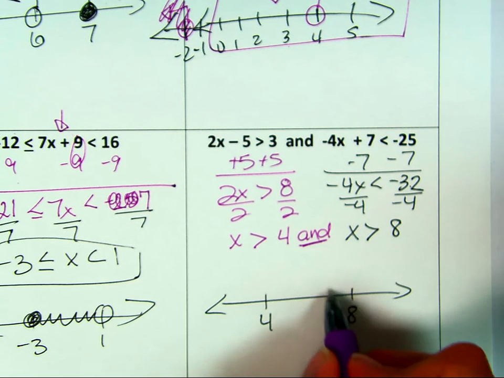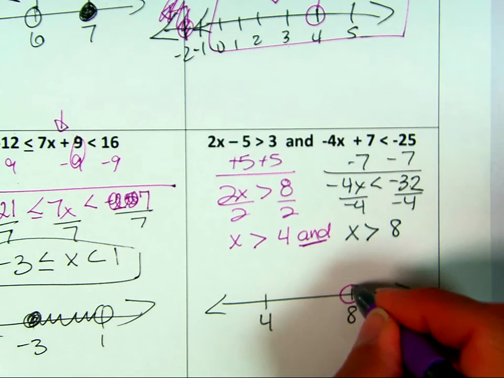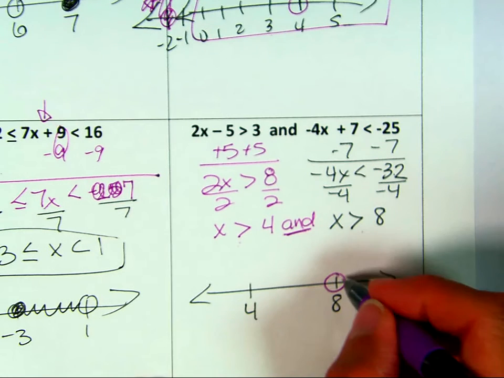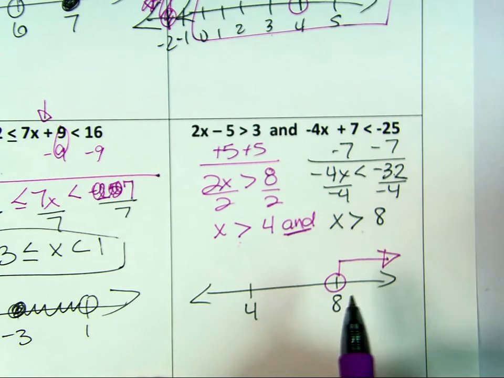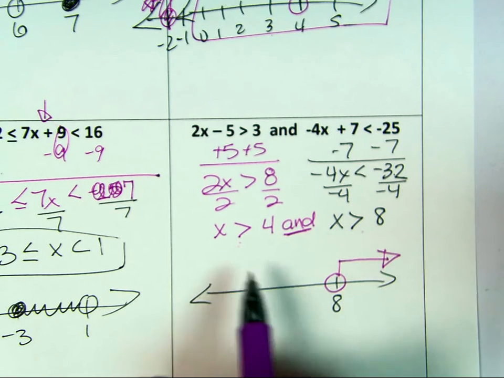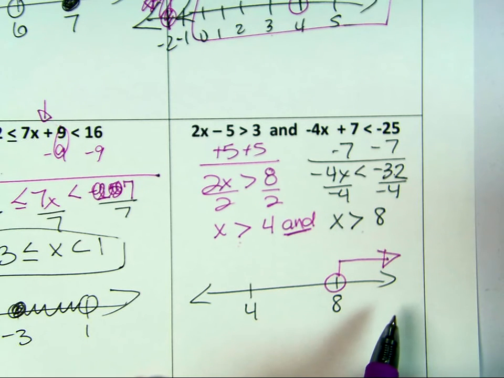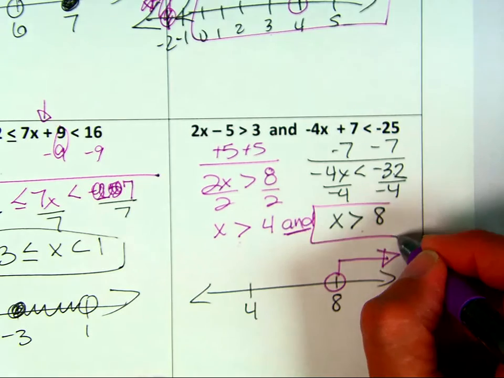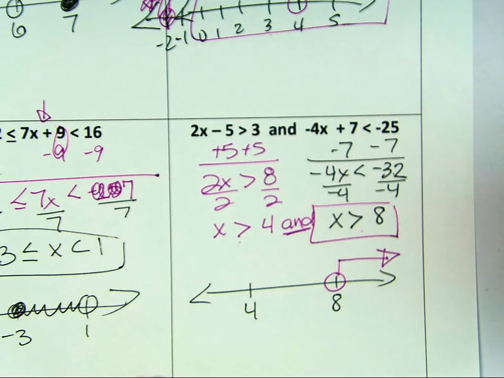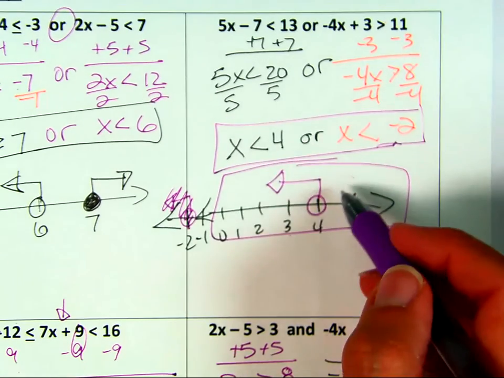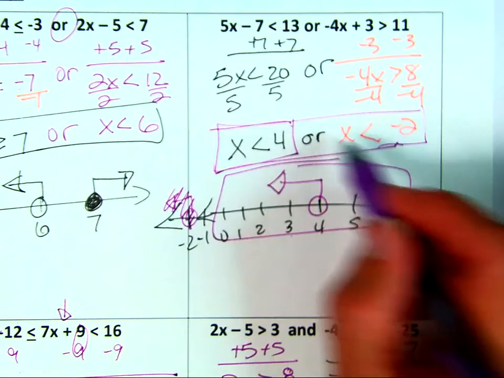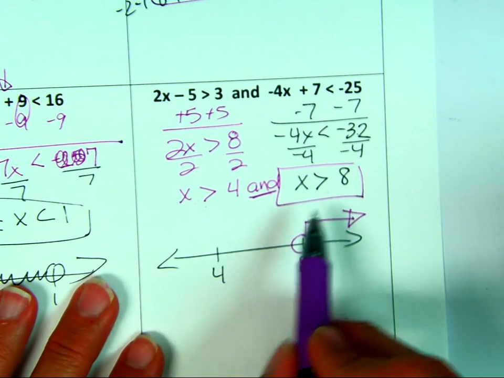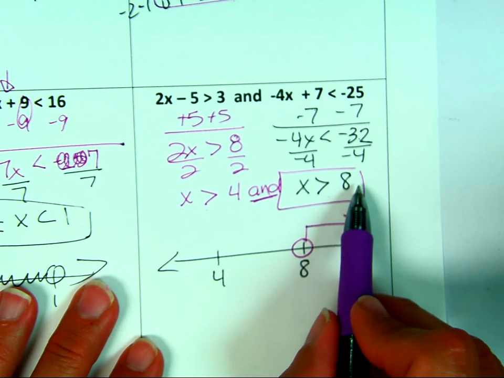So all of these numbers in here we have to ignore because we only want the numbers that work for both of them because it says and. So all of these numbers would be greater than 8 and also greater than 4. So that's a little tricky part. So our solution is really just this one. And I should have said that up there too. The solution really is just this one. We don't need that one because that one's included in that one. We don't need this one because they only work together both at the same time right here.